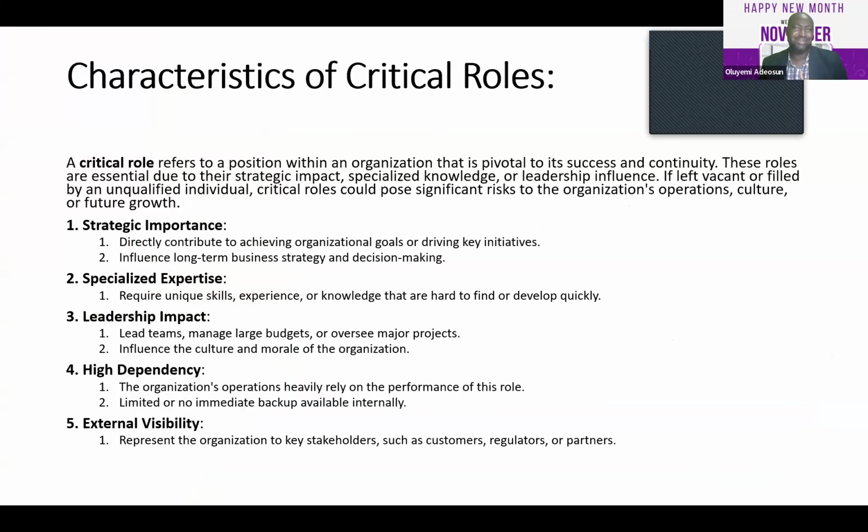Let's look at some characteristics of critical roles. You will remember that one of the three definitions, at least, highlighted critical roles with respect to succession planning. If this was a physical class, I would have wanted us to speak and talk, but maybe we'll talk later. Are all roles critical?